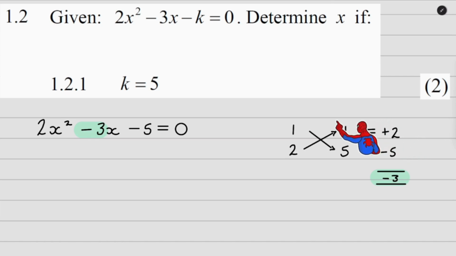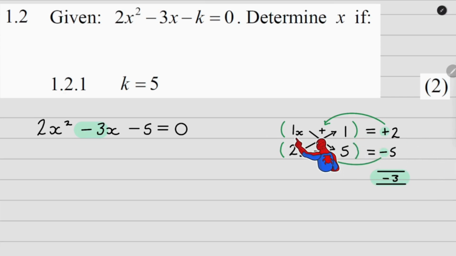Now I transpose these signs back in over there. After I do that, I put a little x here, a little x here, and those form my two brackets. It doesn't matter what order you write them in. I'm going to write this one first, and I don't have to write this 1 over here. So I'm just going to say x plus 1 for my first bracket, and my second bracket will be 2x minus 5.